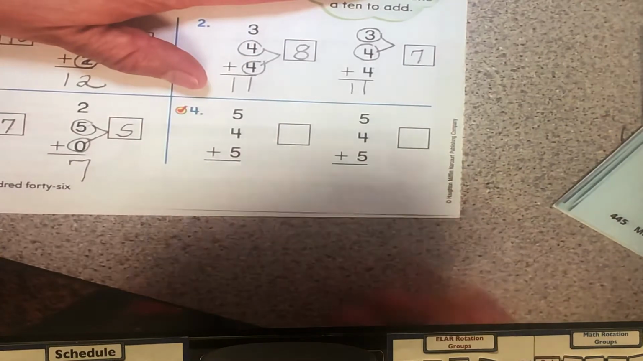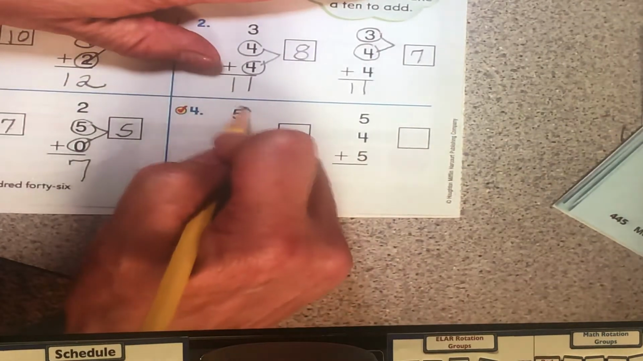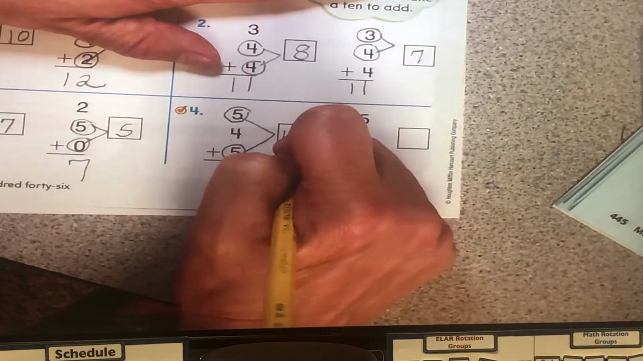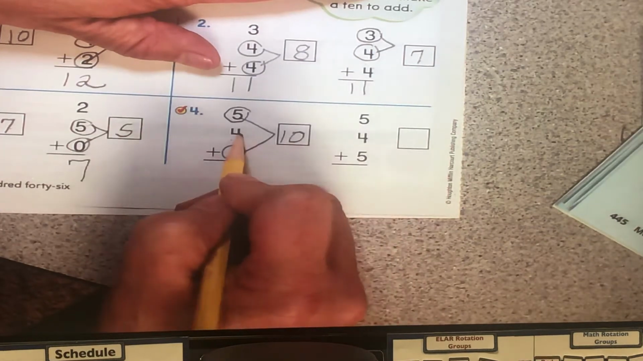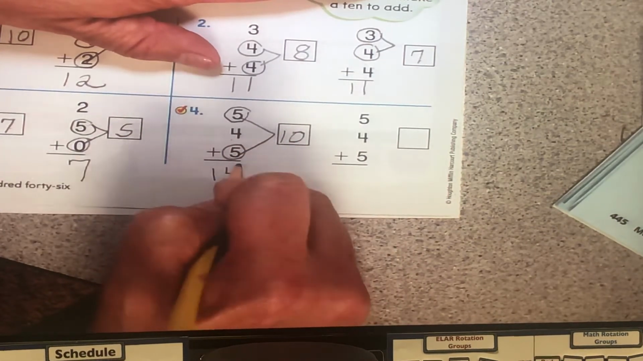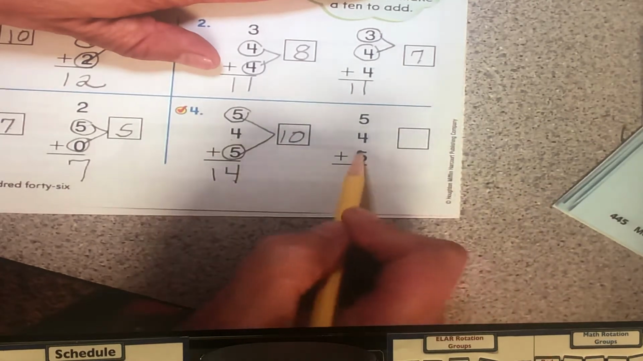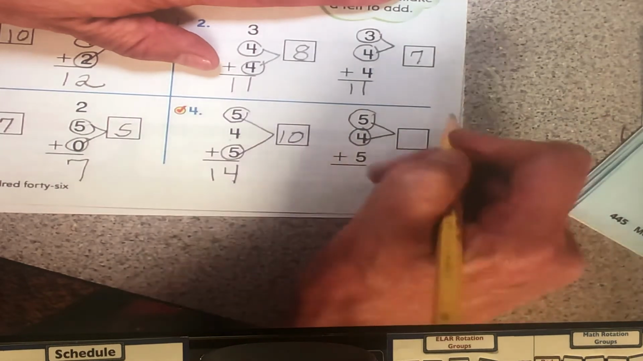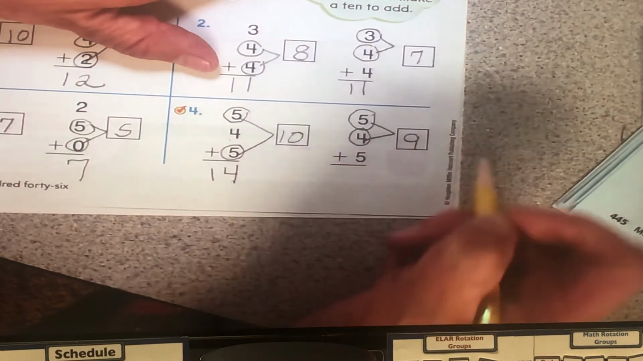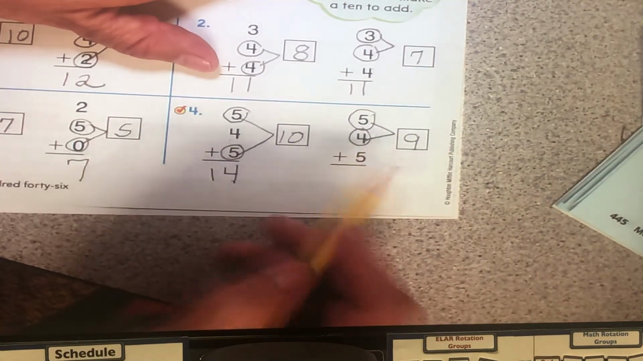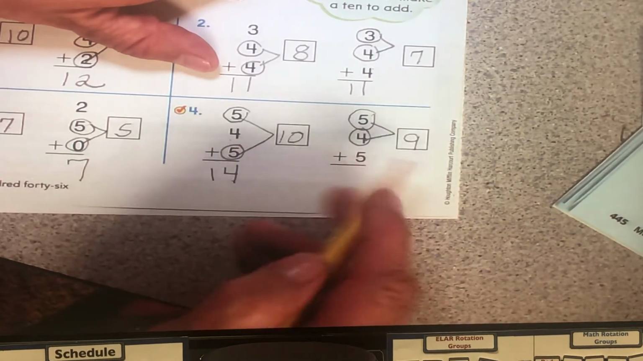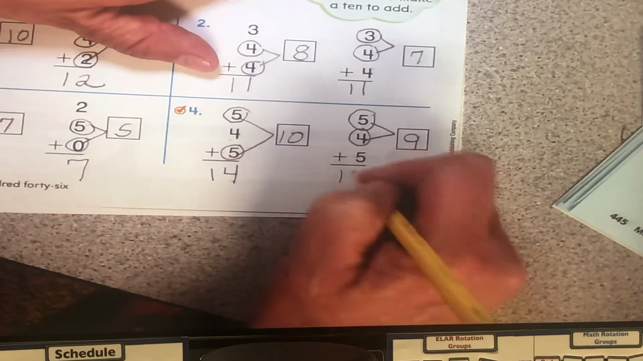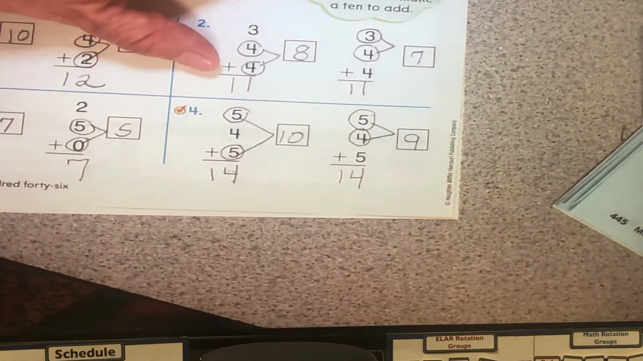Last one on this page. Ooh, I see doubles. I'm going to do them first. 5 plus 5, and that equals what? 10. And 10 plus 4 is going to be 14. Another way. How about 5 plus 4 equals what? 9. Okay, 9 plus 5. I know 9 plus 1 is 10, and that leaves 4 more. So that's what? 14. That's right. Same as this one. Good job. Go to the next page.